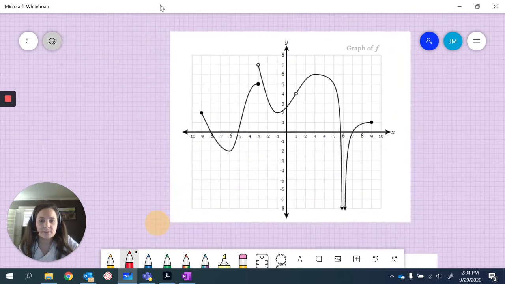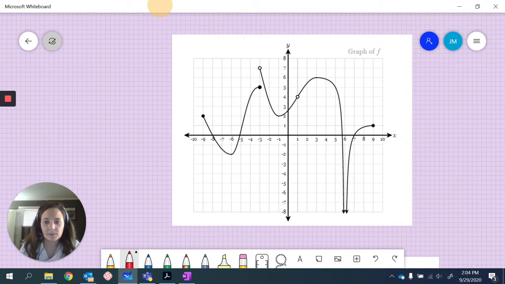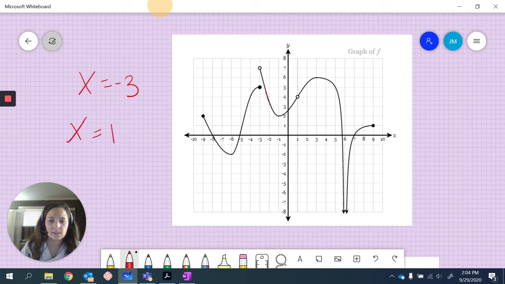So here's another example. As I'm going along, ooh, we have to actually jump up here. That is a discontinuity at x equals negative 3. Then I continue along. Oh, there's a hole. I have to jump over it. So x equals 1 is a discontinuity. Continue. Oh, jump over 6 to get to the other part. So x equals 6 is another point of discontinuity. At x equals 6, because the arrows are going to go forever and ever, we call that one infinite.